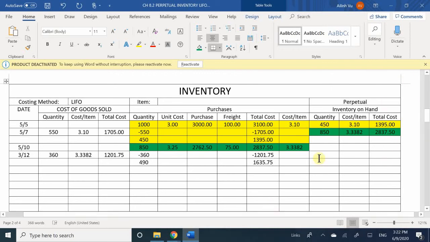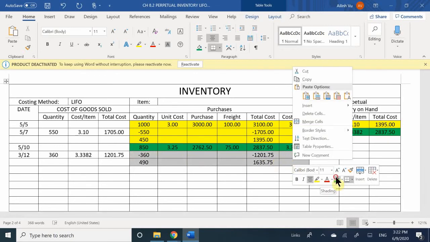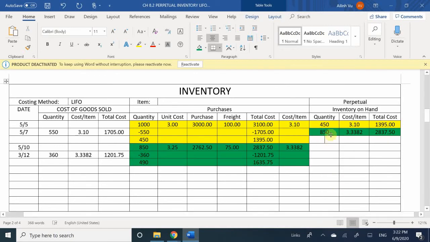Okay, that's all good. We're going to highlight this and make it all green because this belongs to the green batch. Now we're going to edit this green information, and we don't have 850 anymore. How much do we have? We have 490. And it's going to cost us a total of 1635.75. Yes. Okay, good.